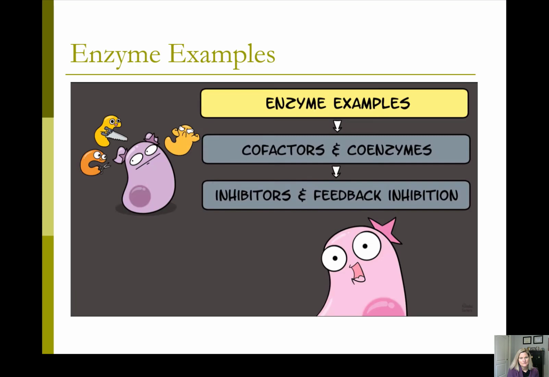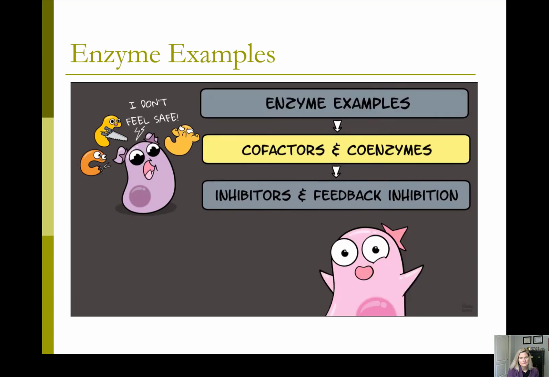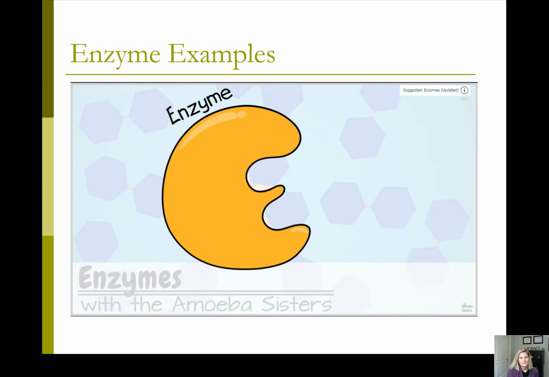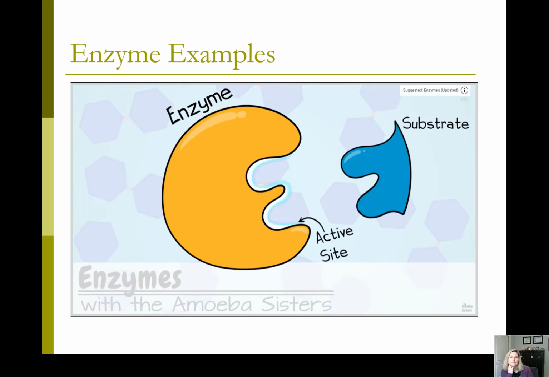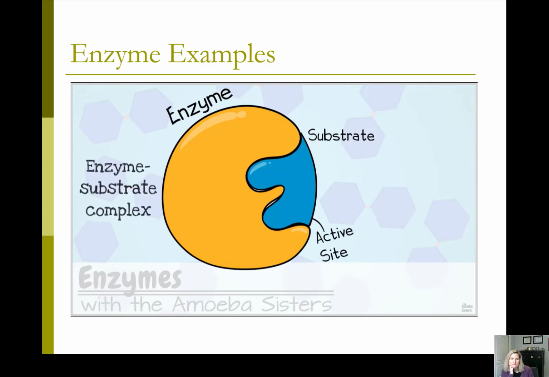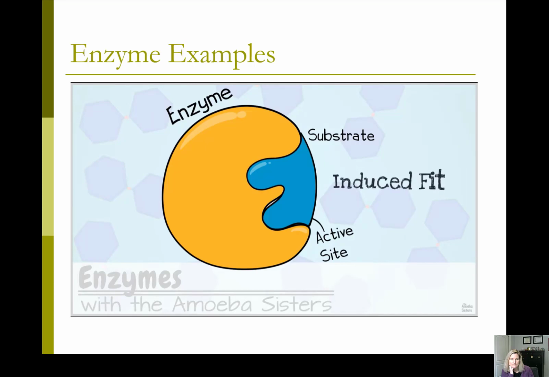Okay, so moving on. What's next on our list? Oh, yes, cofactors and coenzymes. So, just a quick review from our main enzyme video. This is an enzyme here, and we have our active site, the substrate that could fit in the active site for the enzyme to act upon. It's an enzyme substrate complex when the substrate is bonded in this active site.